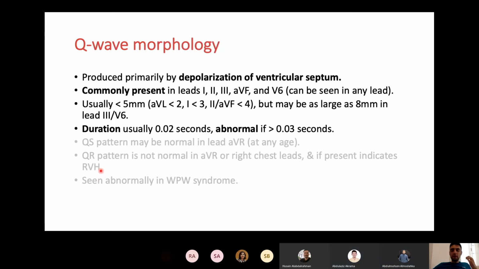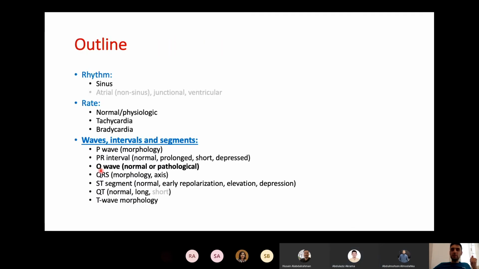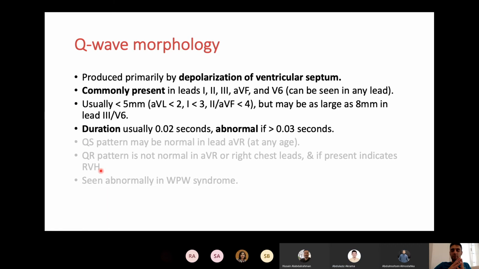Okay, so the Q wave, since it's the beginning of the QRS, represents the initial ventricular depolarization, which is the septum. Remember the AV node, once it's activated, the septum is right there, right? So the septum is activated first. And the septum is activated usually from the left side of the septum to the right side of the septum.